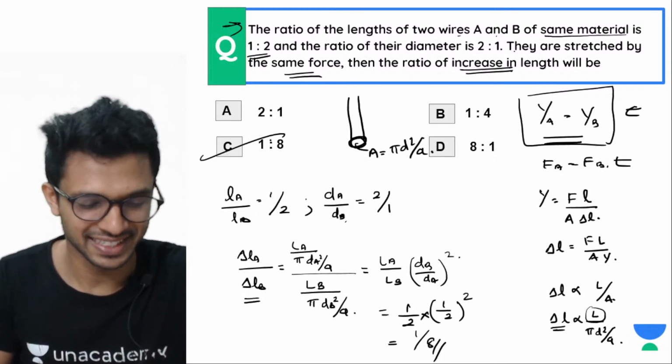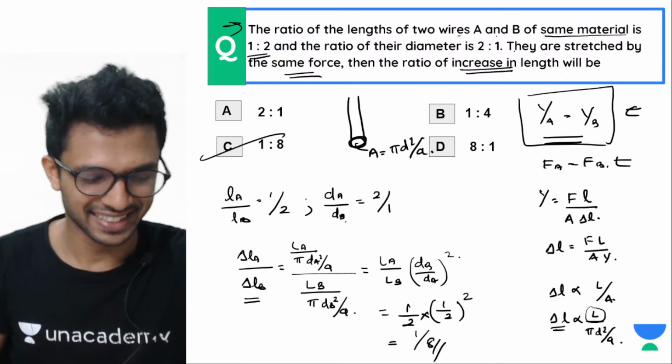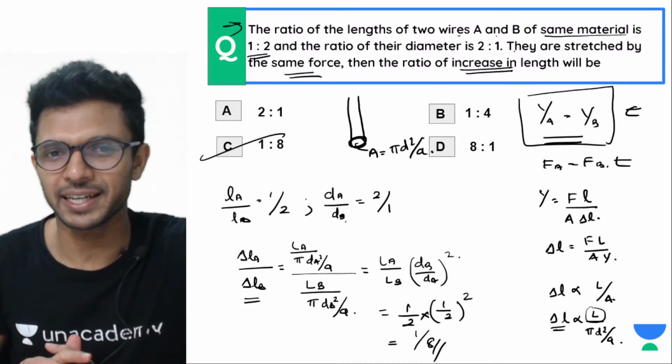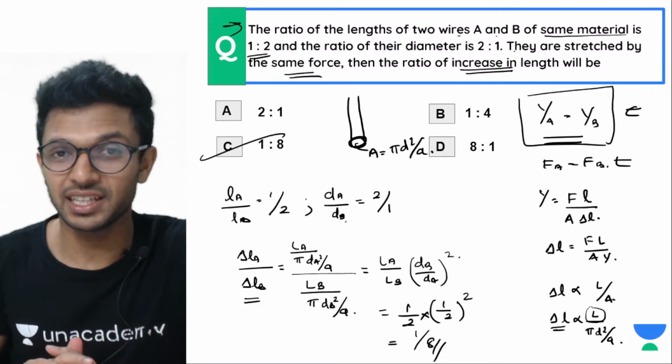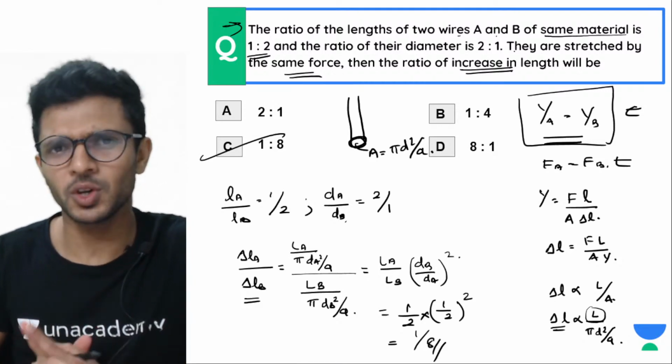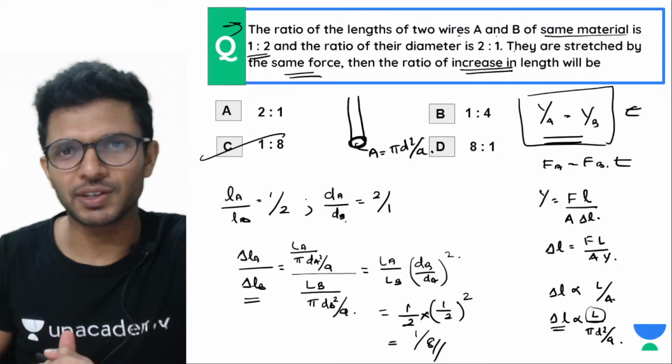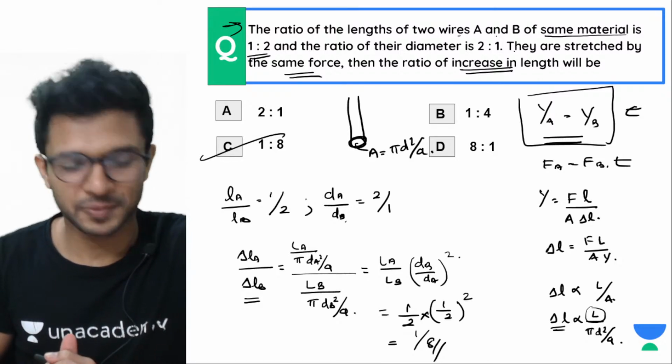So we got answer C. How was the question? Tell me first how the question was. The question was good, and after that tell me, have you understood the concept by which we have done this problem?